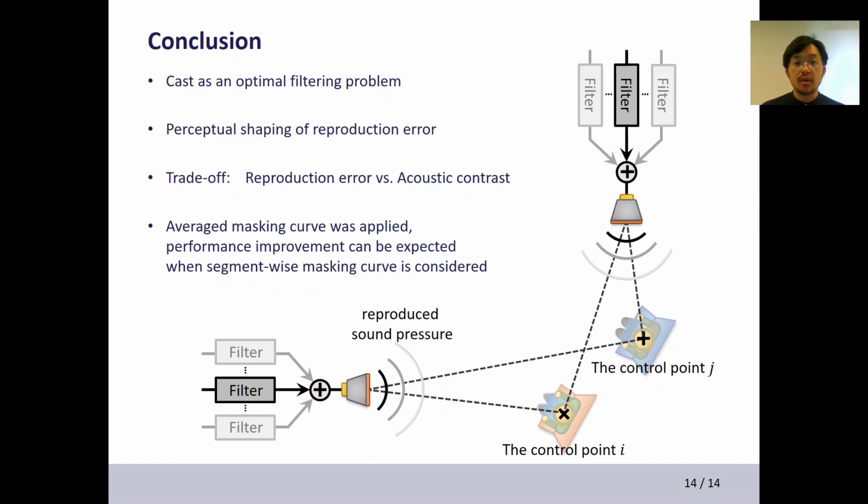We could show the proposed method outperforms the existing methods even though we use an averaged masking curve here. If we consider a segment-wise masking curve, then we might be able to expect performance improvement later.